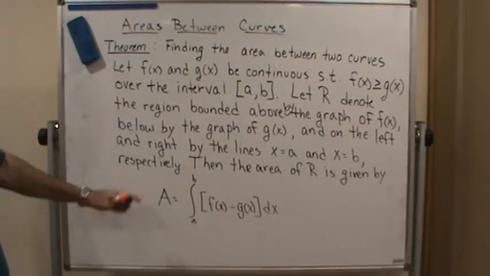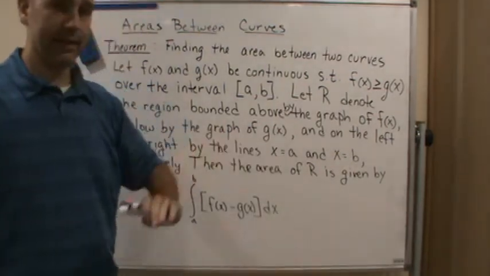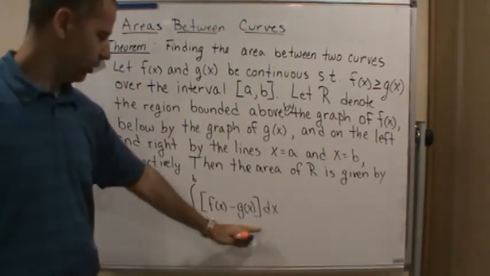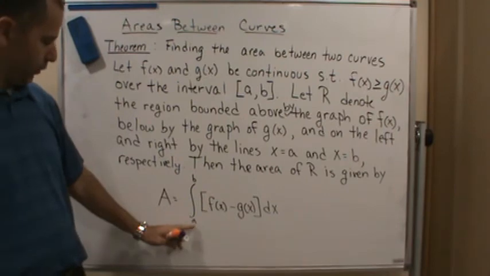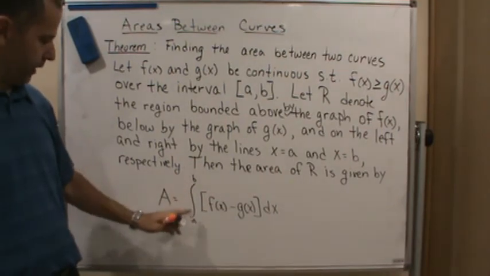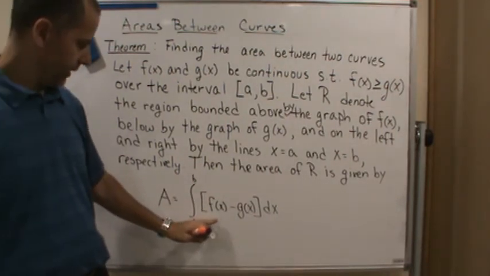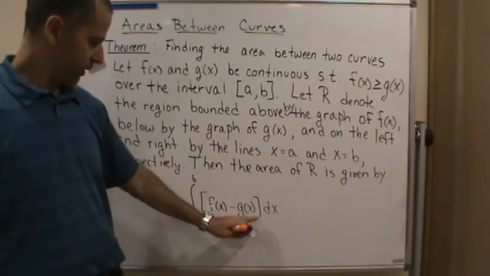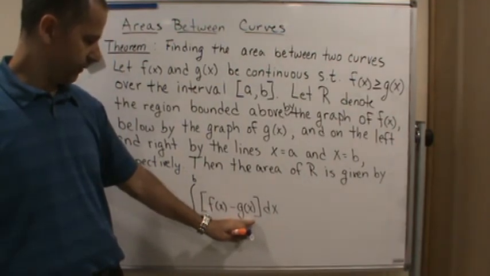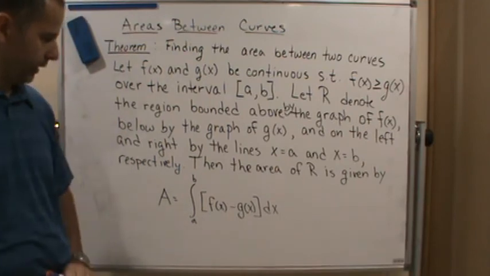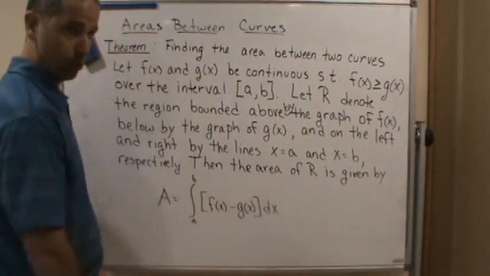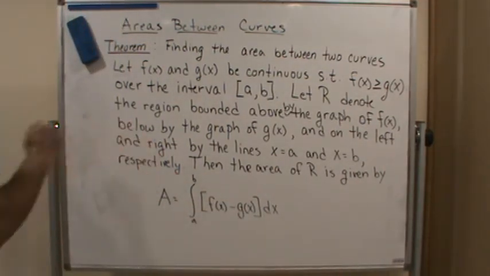Then the area of R is given by this integral. The integral from a to b, the endpoints of the closed interval, of this expression here, f of x minus g of x, right? So basically this is the integral that we end up with. So this is what you're going to use to find the area between two curves.